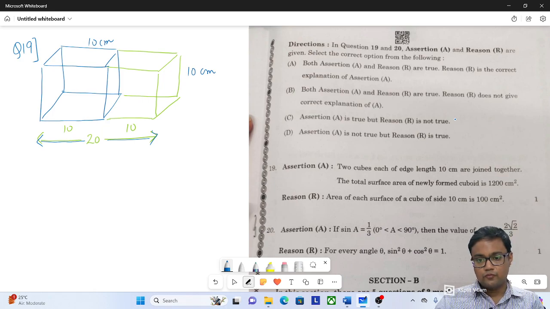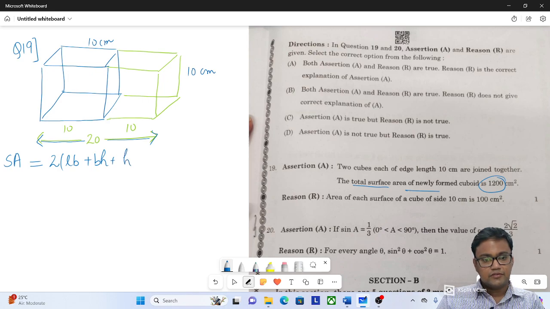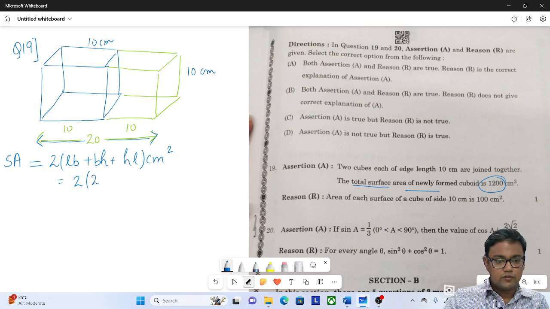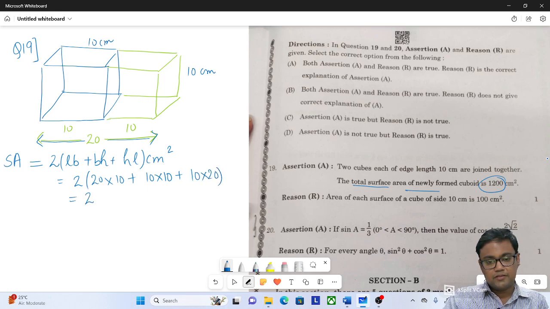So, what is given to you? That the total surface area of the newly formed cuboid is 1200. Let us check by doing the calculation. The surface area or the TSA or the total surface area, whatever you call, is 2 times of LB plus BH plus HL centimeter square. So, 2 times of LB. What is LB? Length into breadth. That is, length is 20, into 10, plus 10 into 10, plus height is 10 and length is 20. So, let us see what you are getting here. 200 plus 100 plus 200, that is 300 plus 200, 500. 2 times 500, that is 1000 centimeter square.